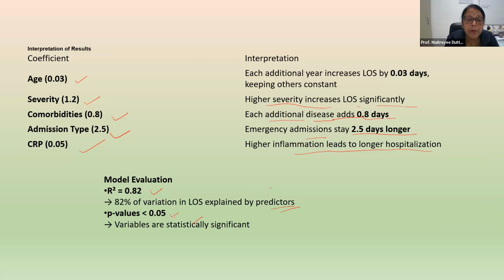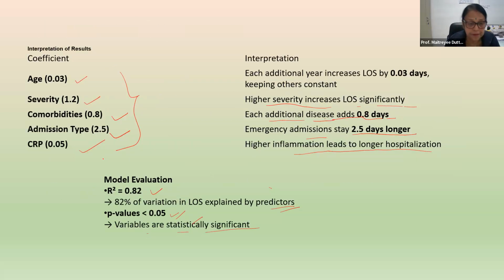Similarly, you can find out the p-value. If the p-value is less than 0.05, that means the variables are statistically significant. Here all variables are significant. You can also calculate which features are significant and which features are not significant, right? Like this, we calculate the regression analysis.